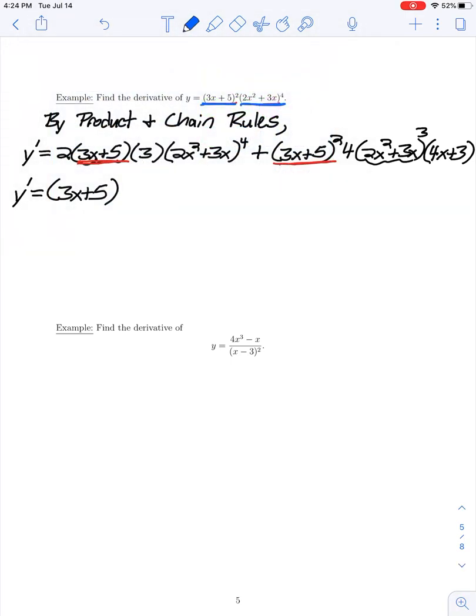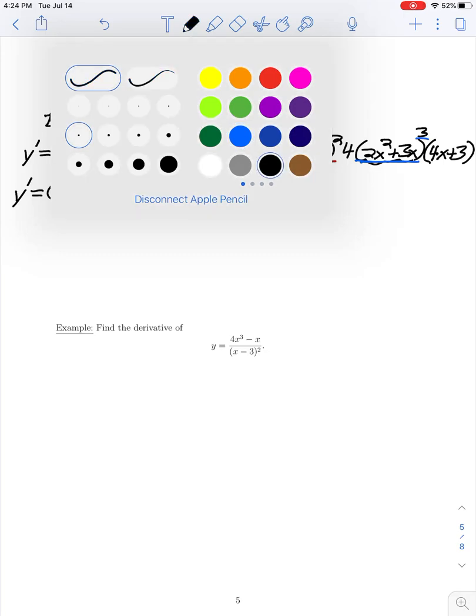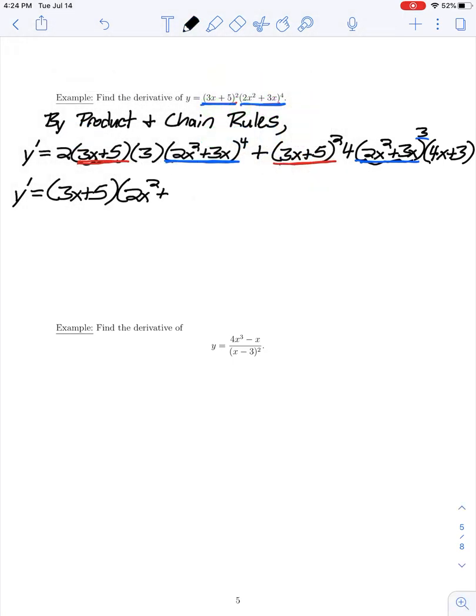And I see that both terms in the sum for y prime involve a 2x squared plus 3x at least to the third power. So factoring out a 2x squared plus 3x to the third power as well, let's see what we're left with. So if I factor out these terms from the first part of my sum, I'm left with a 2 times 3 times this 2x squared plus 3x to the first power. When I pull out 3 powers from all 4 powers, I'm left with 1 extra power.